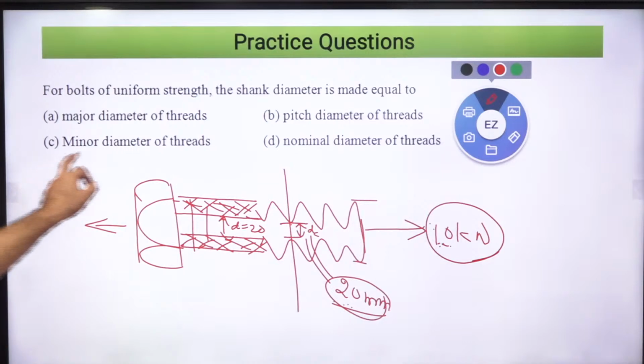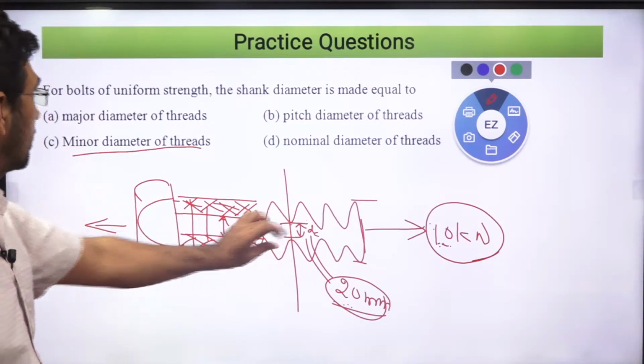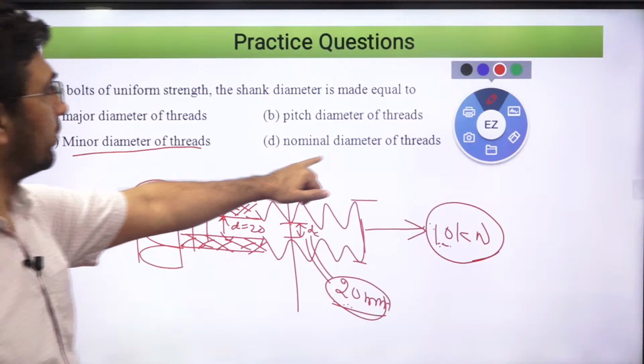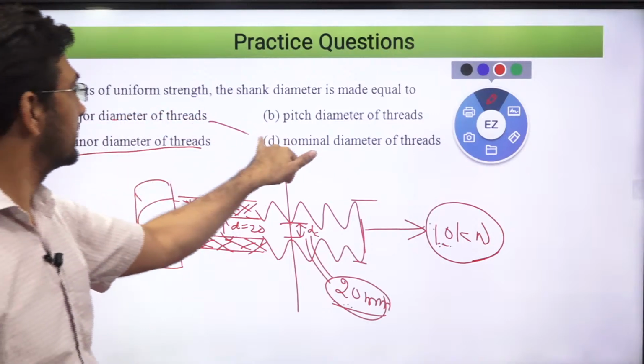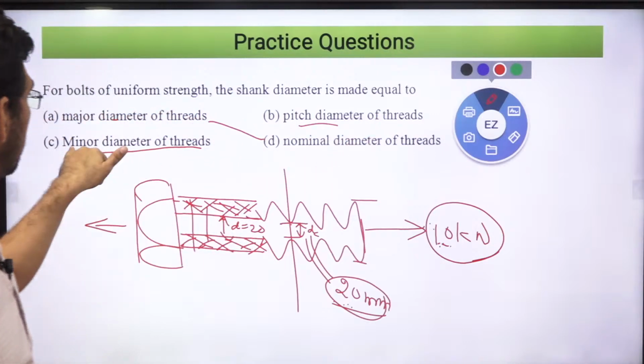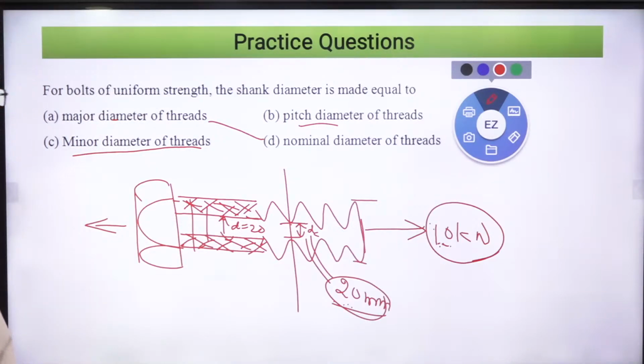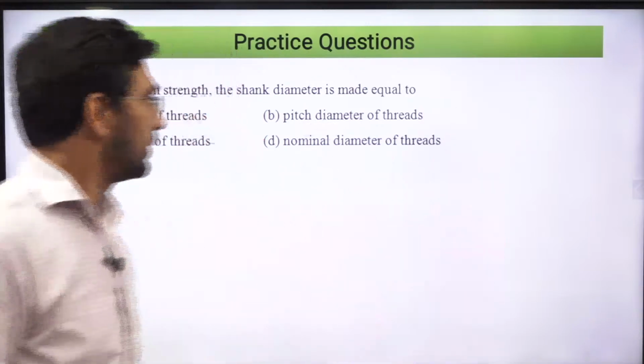So minor diameter of the threads. This is the minor or smaller diameter. Core diameter, major, pitch, nominal and major are the same. They are the same. Pitch is also larger than the minor diameter. So you are left with option C. Okay, so let's go to the next one.